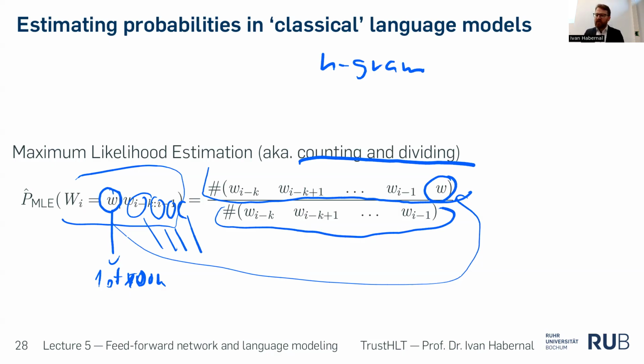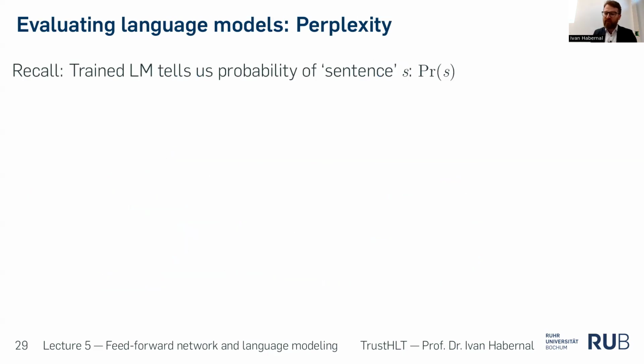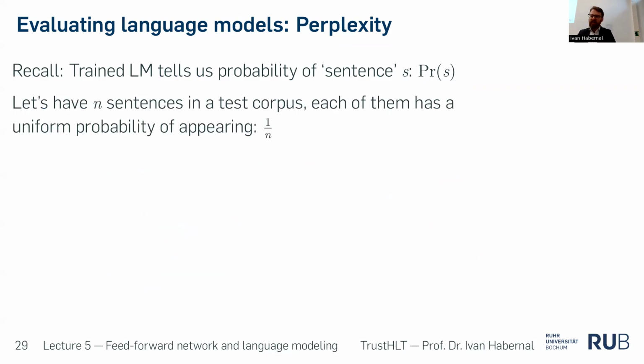Okay, cool. Where are we? Okay, so this is good. Counting and dividing will get you far, but not far enough. So how do you know that your model is working well? How do you evaluate your language model? There's a thing called perplexity. The trained language model tells us the probability of a sentence S. If it's trained or estimated, it can tell us the probability of S. Okay, this is cool. So we can have n sentences in some test corpus. We train it on the internet and keep part of the internet as test data, right? Training and test data, we talked about this before.